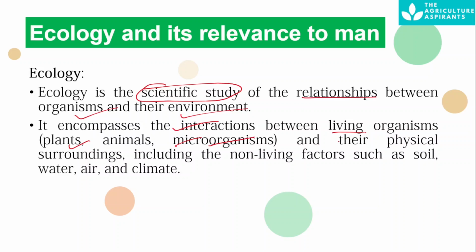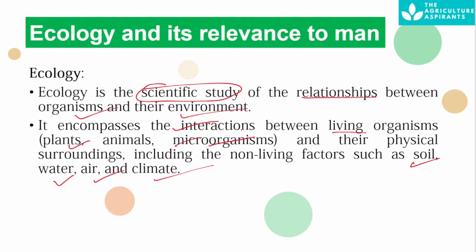What are the physical surroundings? Soil, water, air and climate. So these are the physical surroundings. And the biotic environment, like population and living organisms, are the biotic factors. I hope you know about environment. So this is all about environment.